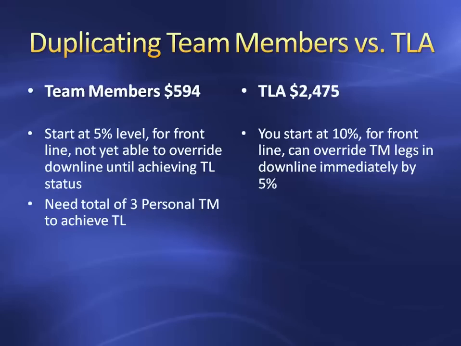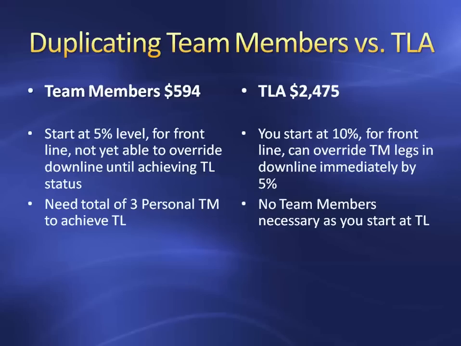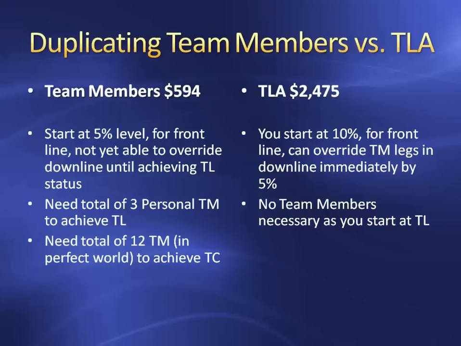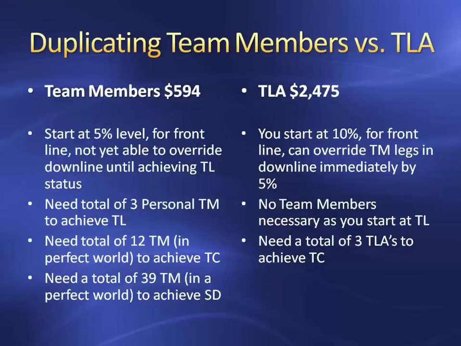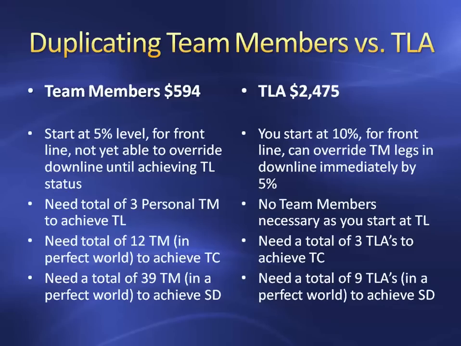On the left, duplicating team members, you need a total of 3 personally sponsored team members to achieve team leader. Coming in at a TLA, you don't need any members because you start at team leader. You need a total of 12 team members. In a perfect world, 3 will get 3 to achieve the level of team coordinator. You need a total of only 3 TLAs to achieve team coordinator if you're duplicating TLAs. On the left, if you're duplicating team members, you need a total of 39 team members. In a perfect world, 3 you get 3 you get 3 to achieve the level of sales director. But on the TLA side, you only need a total of 9 TLAs in a perfect world to achieve sales director.